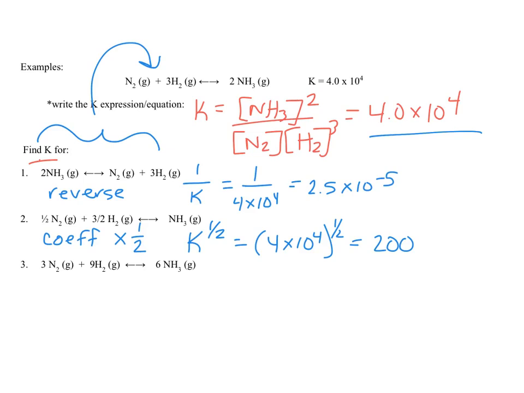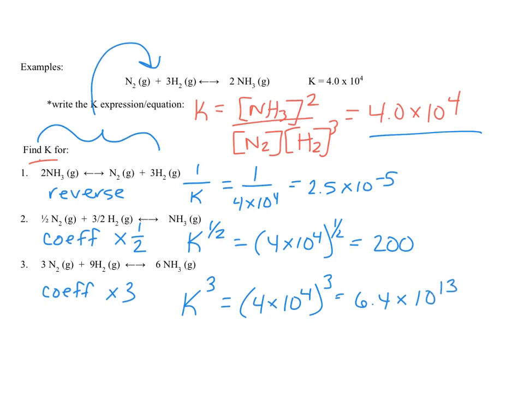When I look at example number 3, again, my coefficients are multiplied by 3. The reaction is in the same order. Sometimes you will have to reverse the reaction and multiply it, so you'll have to do 2 different things to the K value. In this case, my coefficient is just multiplied by 3, so I take my original K value and I cube it, which gives me 6.4 times 10 to the 13.